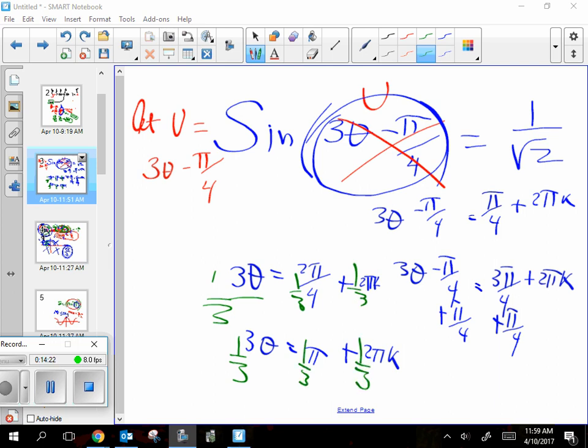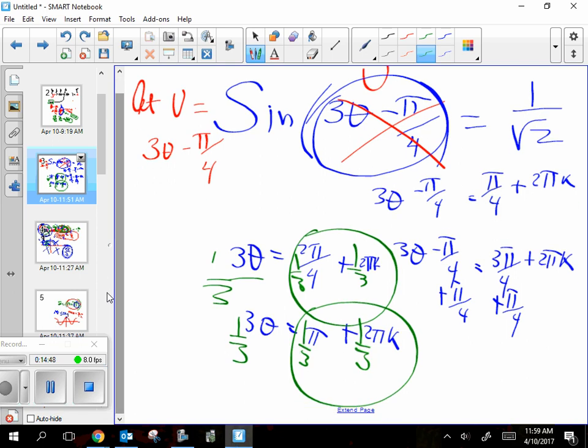And here's my answer: 2 pi over 12, which could be reduced to pi over 6, plus 2 pi k over 3, and pi over 3, plus 2 pi k over 3. How many of you are able to go all the way, beginning to end on that? Awesome. Now, you had to know so much trig to be able to pull that off. That's impressive. Now, I want you to just ponder for a moment.